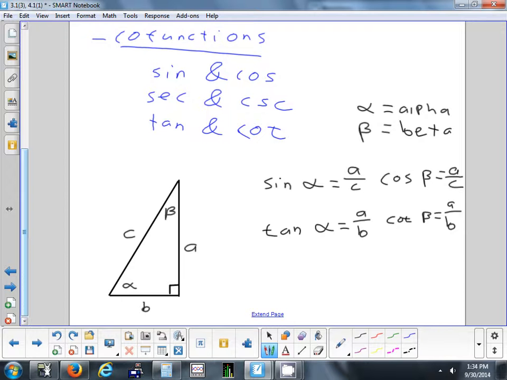Okay, let's look at what's happening. Sine, cosine. What are those called? Cofunctions. Alpha and beta are two angles, but what's the relationship between alpha and beta? They're complementary. Let's look at the next one. Tangent, cotangent. Are those cofunctions? Yep. And alpha and beta are complementary. So we have this pattern here where if you have cofunctions and you're working with angles that are complementary, you end up with the same answer.